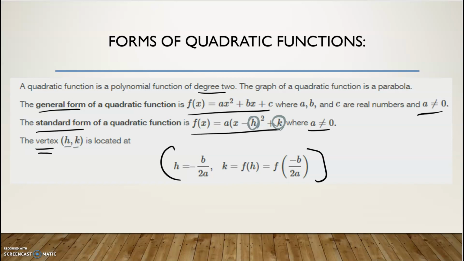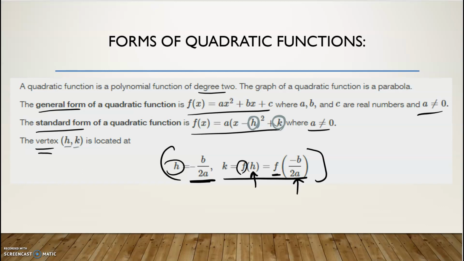So h is equal to negative b over 2a, and then k is equal to whatever you found for h, plug that back into the quadratic function that they gave you, and that's going to give you k. That's essentially what this is saying right here. Because you notice here's your function, and you're plugging in h into your function. H is equal to negative b over 2a. Here's your function, and they're plugging in negative b over 2a, which is h, so they're essentially saying the same thing.